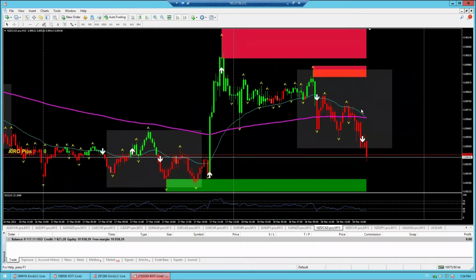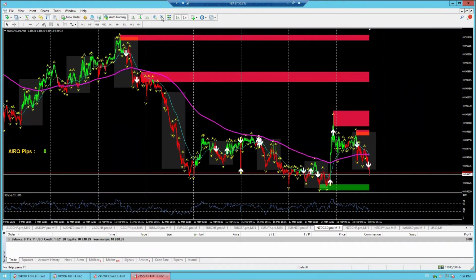So NZD CAD is, oh yeah, and I think this is the trade that Matt was in. Yeah, you took that long, I believe. Short. You took it short? Okay, then you're in the right spot. Yeah, we took this down. I didn't get into it, but I do believe Matt took that one.